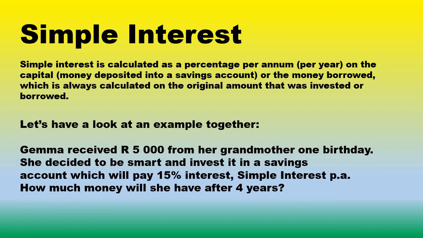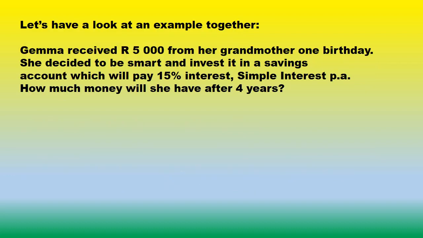Gemma received 5,000 Rand from her grandmother one birthday. She decided to be smart and invest this into a savings account, which will pay 15% simple interest per annum. PA stands for per annum. How much money will she have after 4 years? Here is the question again for reference. The main things that stand out are the 5,000 at 15% for 4 years. For every year, she is going to get 15% of that 5,000 Rand.